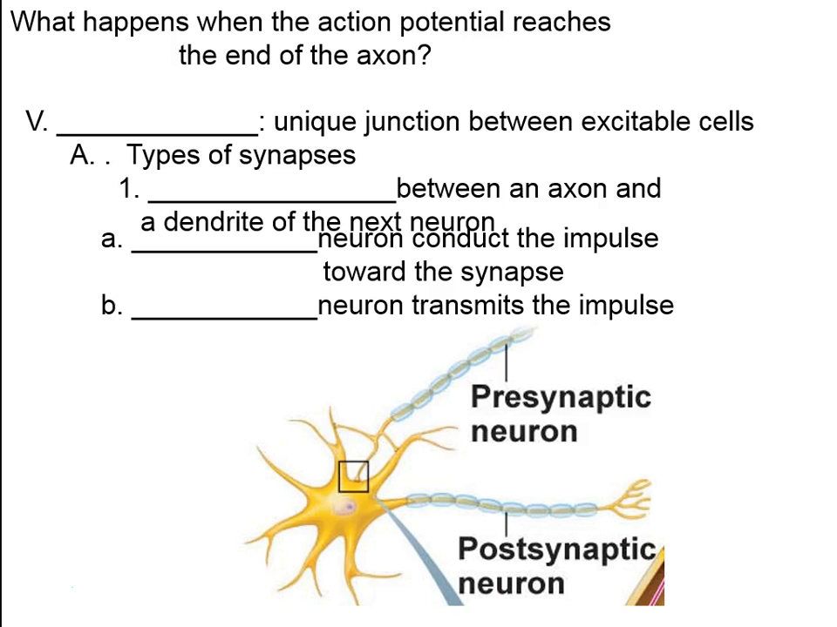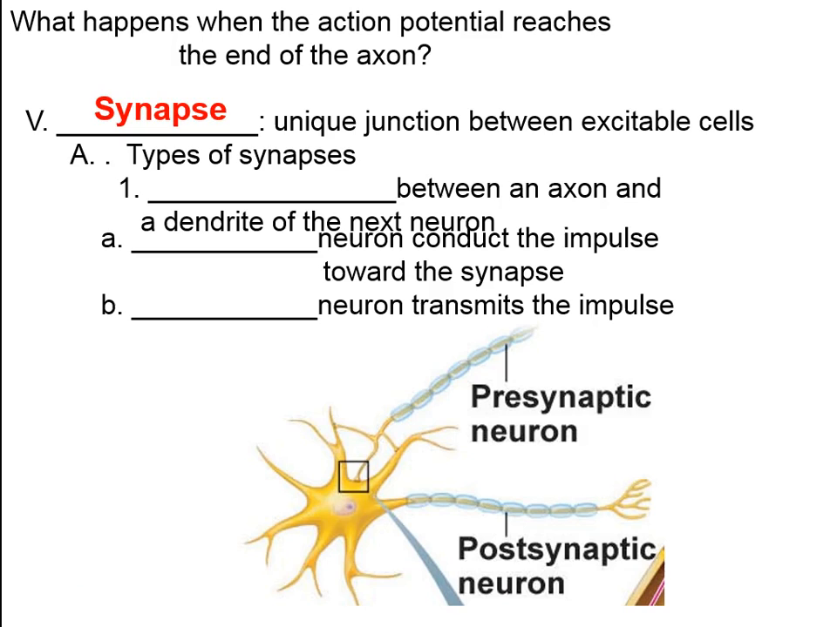So what happens when the action potential reaches the end of the axon? Well, remember when the nerve impulse reached the end of the axon terminal, we had a neuromuscular junction. We remember that calcium came into the neuron, the axon terminal end bulb, and caused it to release its vesicles of neurotransmitters into the synaptic cleft. Let's see how that differs when we're connecting nerve to nerve.